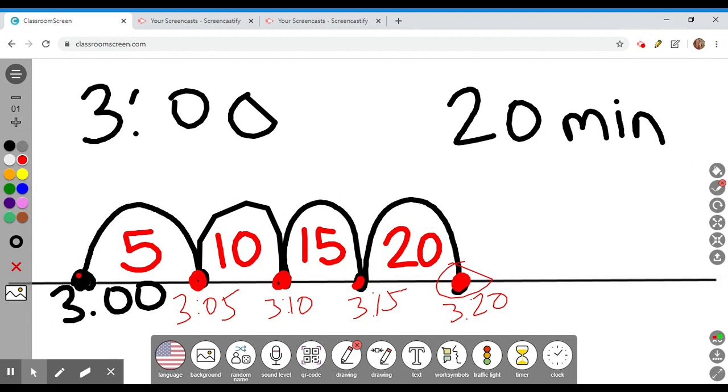So the answer to that question, if Joe went to the park at 3 o'clock and stayed for 20 minutes, what time would he leave the park? Well, he would leave at 3:20.